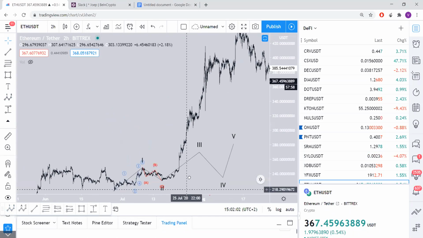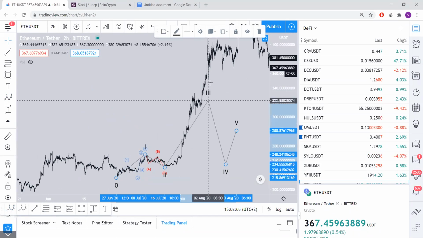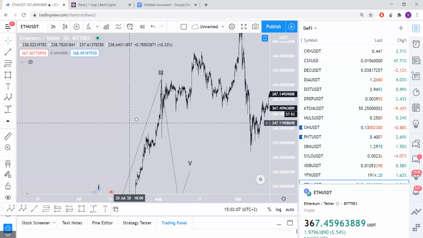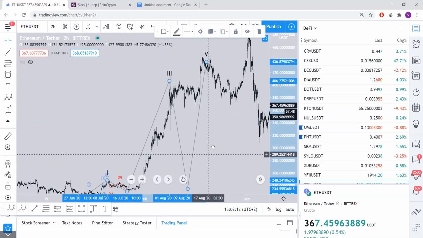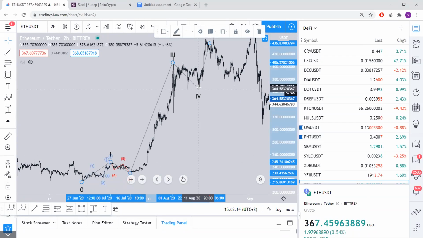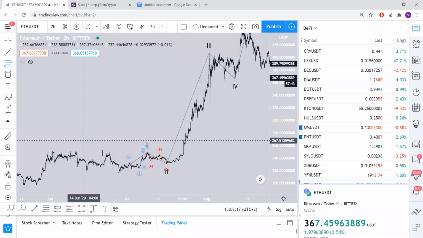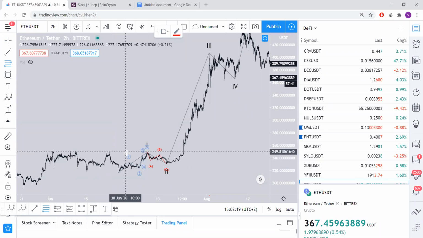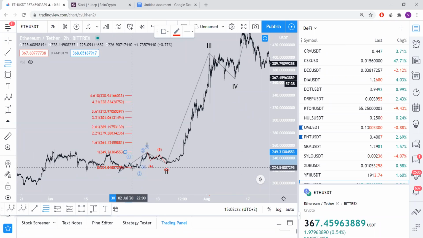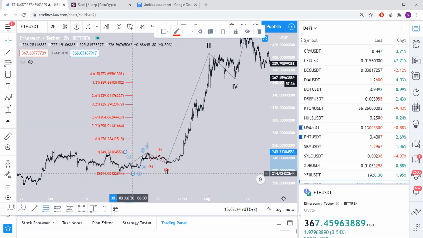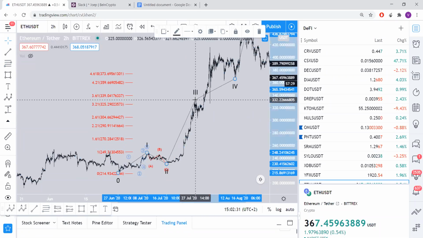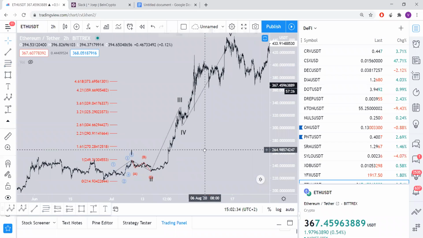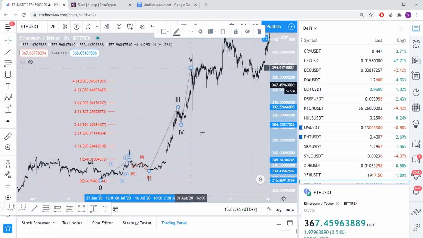Again, not sure if this is the correct count, but I would say this is a very, very extended wave 3. And then this can probably be a short wave 4. Not entirely sure, but it can possibly be that. Now, this went slightly above the 4.61, so I think it's more likely this was maybe 3 again, and this was 5.